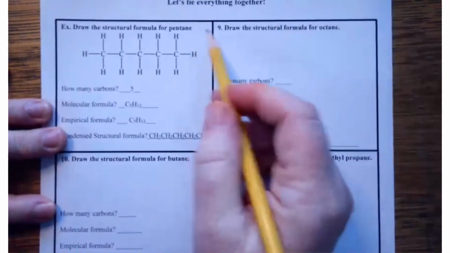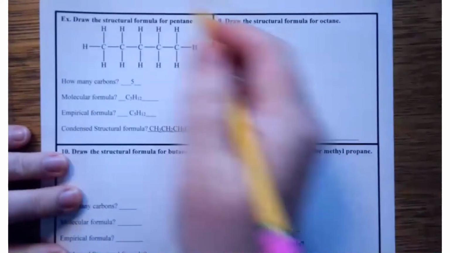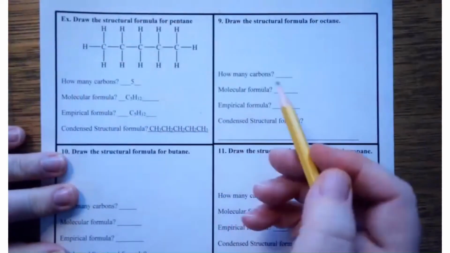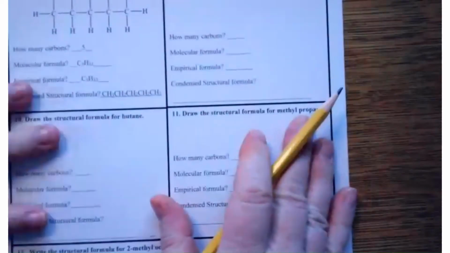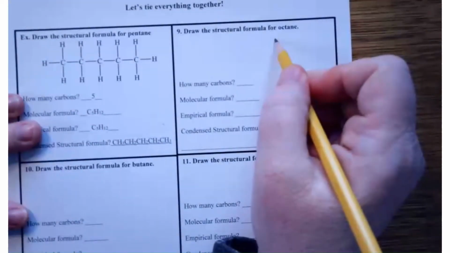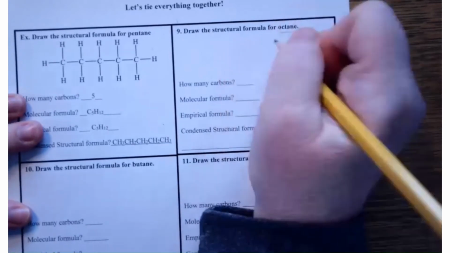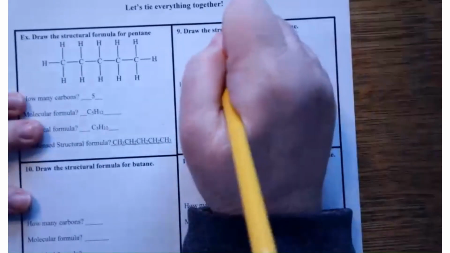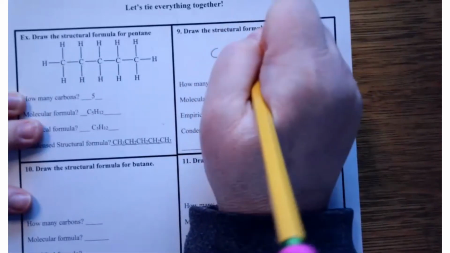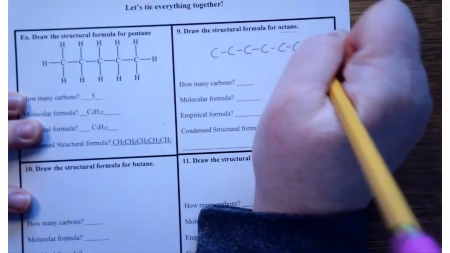Okay, so we're going to try to tie everything together. Now you're definitely going to try this on your own. Here is an example to guide you through it. But if you are still confused, then please watch this so that hopefully it makes more sense. Okay? All right, are you ready? So this one. Draw the structural formula for octane. Okay? Oct means how many? 8. So draw a chain of 8 carbons. 1, 2, 3, 4, 5, 6, 7, 8.